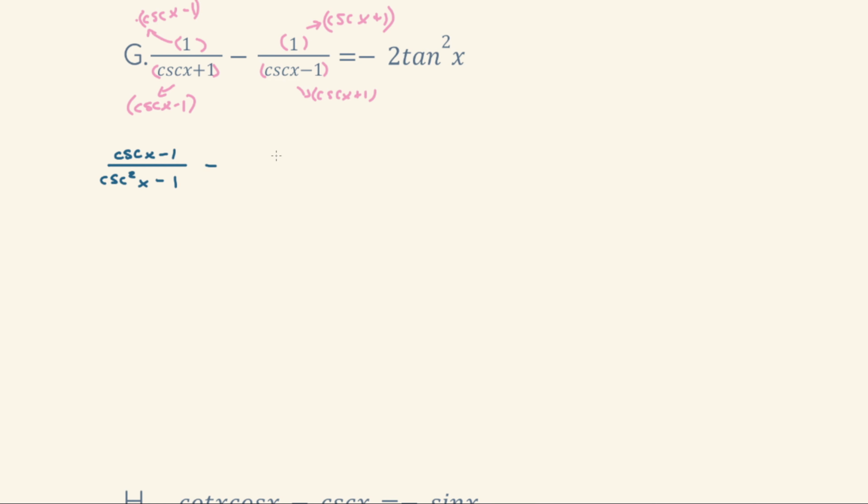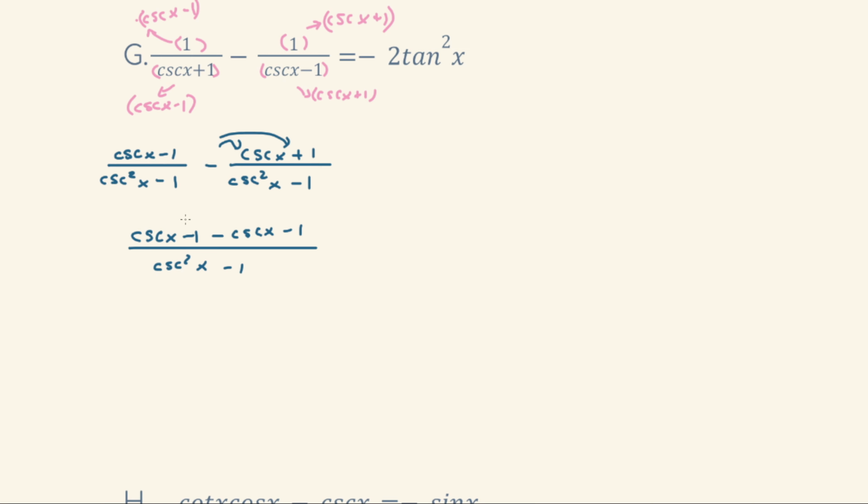And same idea here, right? On top, you're going to have cosecant x plus 1. And in the denominator, you're like undoing that difference of squares. You're going to have cosecant squared x minus 1. Now, they have the same denominator, so you can put this all over one fraction. You have cosecant x minus 1 minus cosecant x minus 1, all divided by cosecant squared x minus 1.